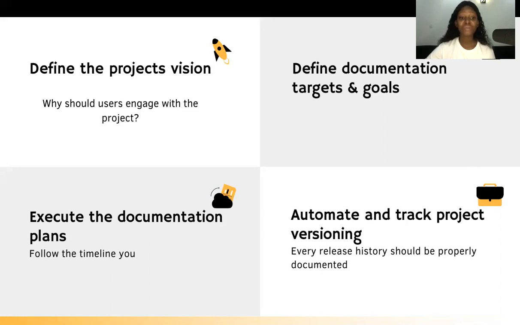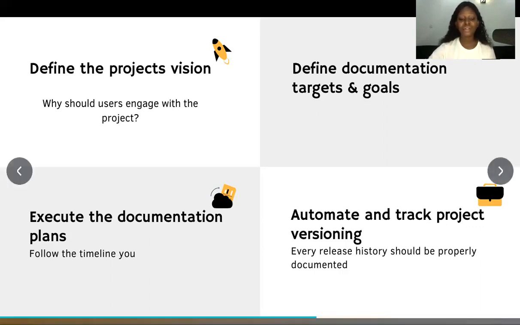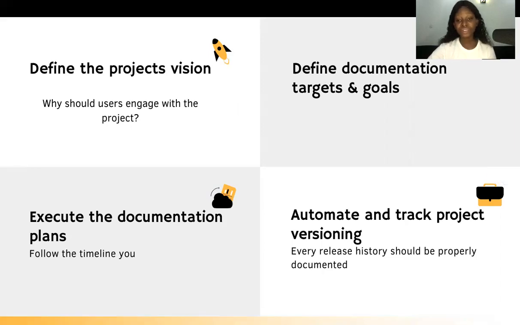Now, how do you make your users see the same picture that you see for this project? And that's where the vision comes in. You have to define the project's vision as detailed as possible and put it together. And another thing you should look out for, you should define the documentation goals. Now, what exactly is the documentation meant to solve, and what is the target? Like I said earlier, you should consider the user persona. So what goal is it going to solve?